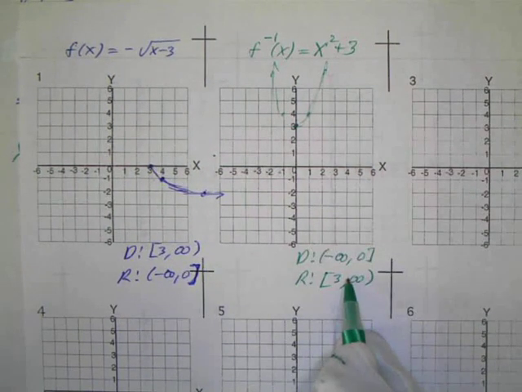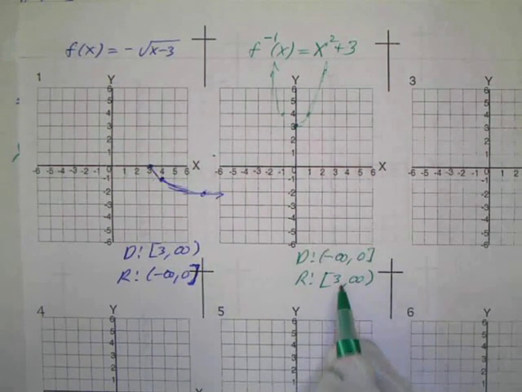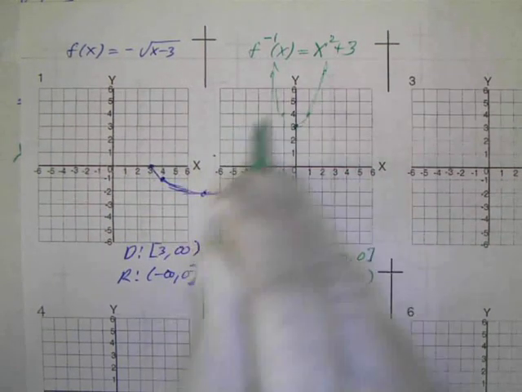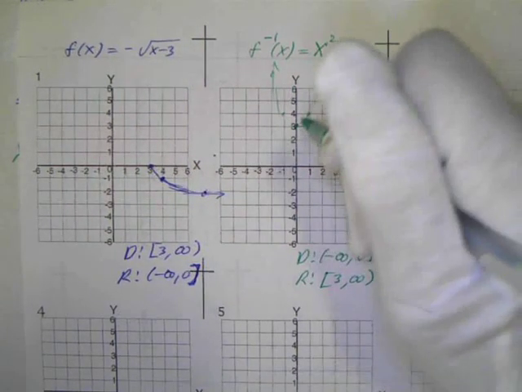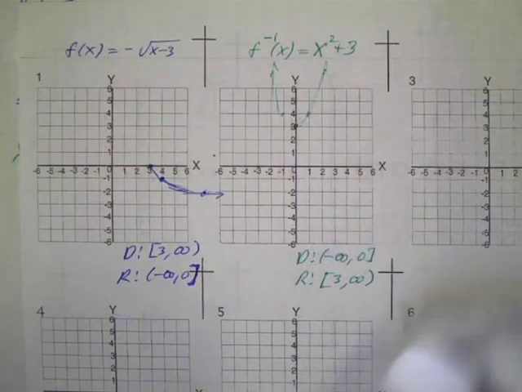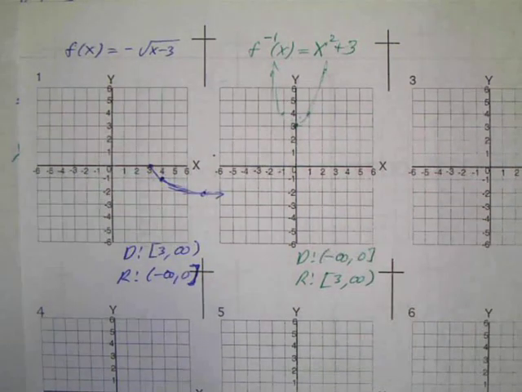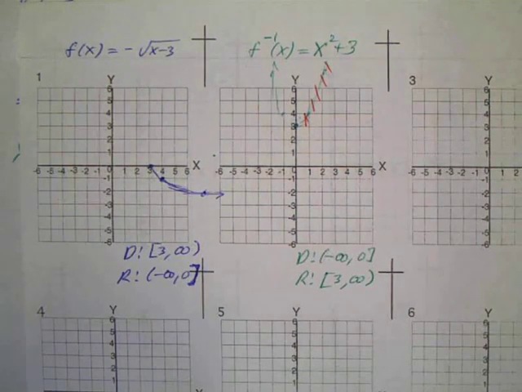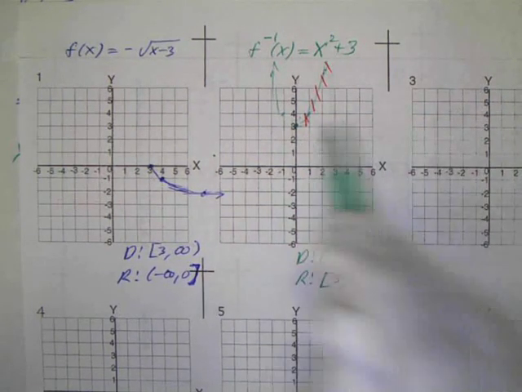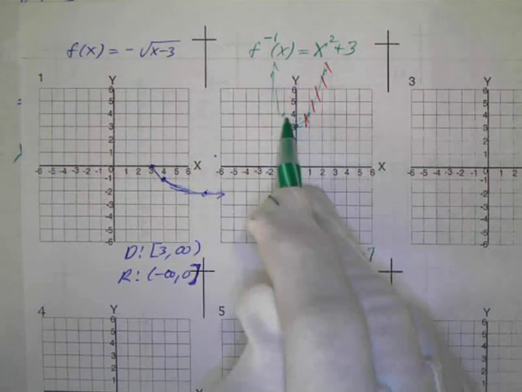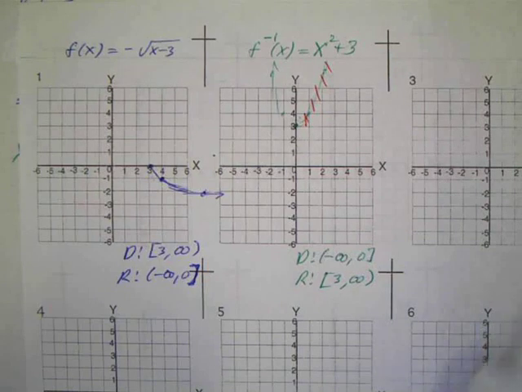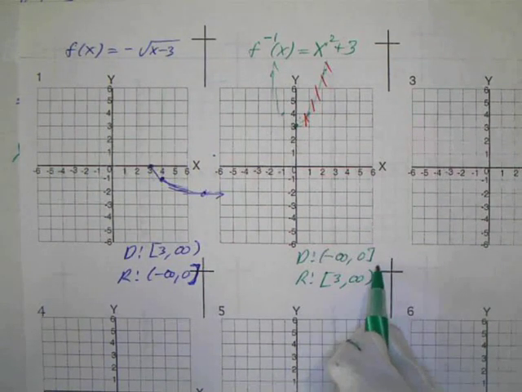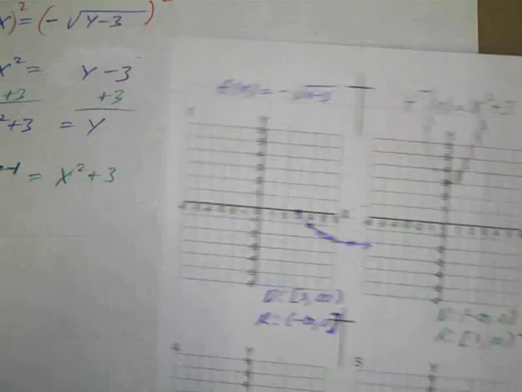From this branch and this branch, the range goes from 3 to infinity. But look at the domain. The domain goes from negative infinity to 0. So that means the domain of my inverse function has got to be this branch. So I can just cross this out over here. And that's what we've got. So we have to basically put this restriction on the domain on our inverse function. So that means that x is going to be less than or equal to 0. So we can put that over here.